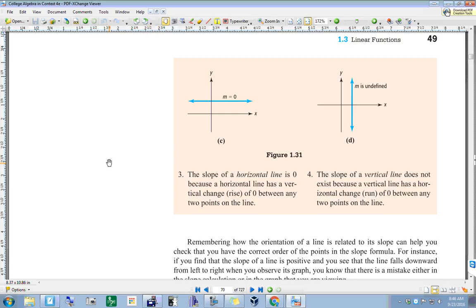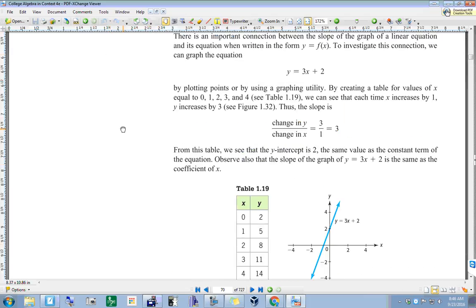Horizontal line is going to be m is equal to 0. Vertical line doesn't have a slope. You know, rise over run. It doesn't have any run. It's not going to the left or right, is it? So that's 0. And division by 0 is? Division by 0 is undefined. Become one with this concept.